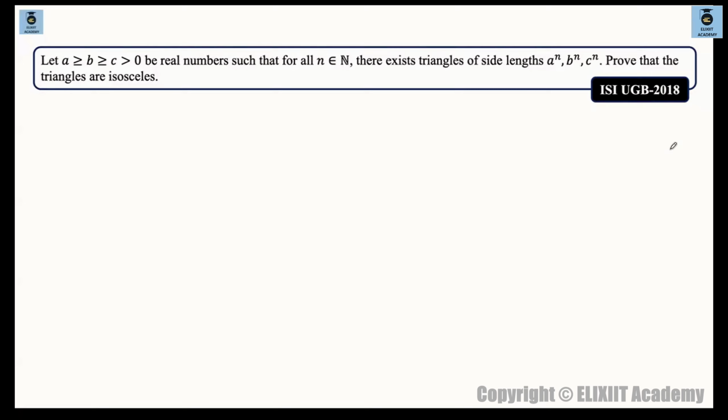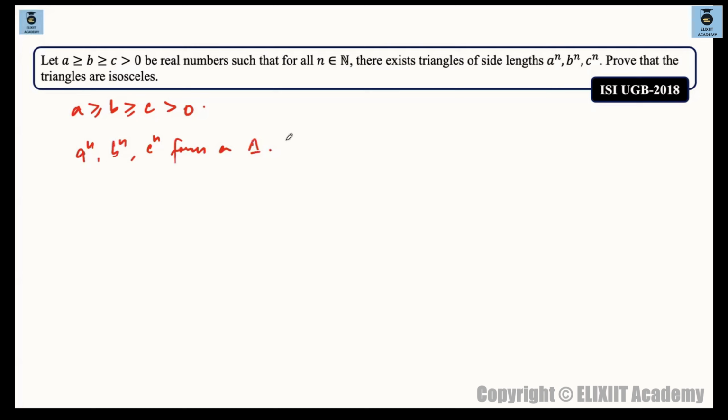First, the first condition they have given is A is greater than or equal to B, greater than or equal to C, and this is strictly greater than 0. ठीक है, ये चीज दे रखा है. और क्या दे रखा है, it's saying that there exist triangles of side lengths A raised to the power of n, B raised to the power of n, and C raised to the power of n. ठीक है, तो A raised to the power of n, B raised to the power of n, and C raised to the power of n form a triangle.